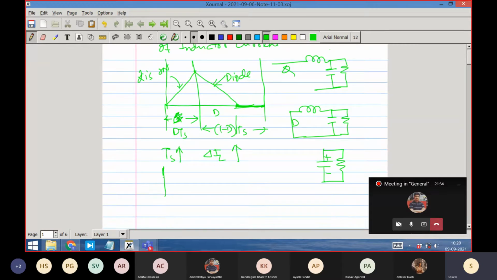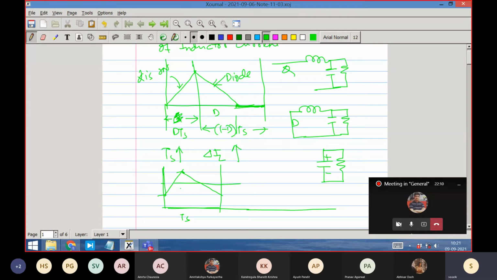I'll just give you a quick feel of that. Suppose it was the original thing. So the original thing was average current was 4 ampere, and you are going approximately like this, right? Now you increase the TS. This is the TS. So increase the TS too much. When you increase the TS too much, what will happen? Delta IL will increase. So delta IL has increased so much that it has become more than 4 ampere.